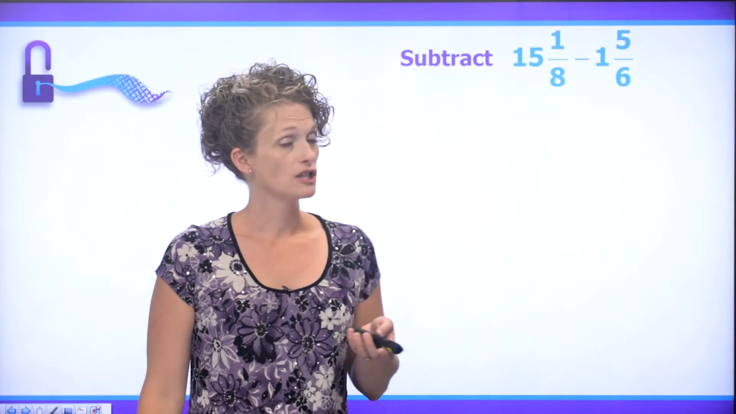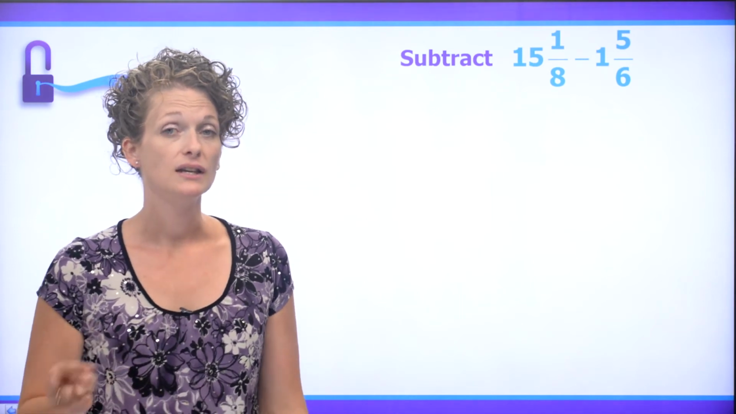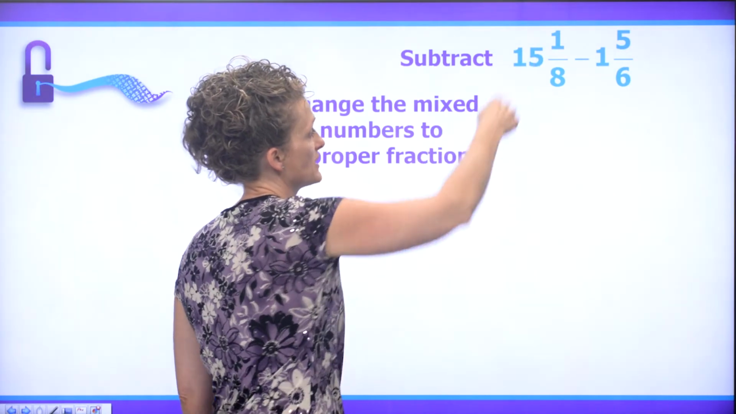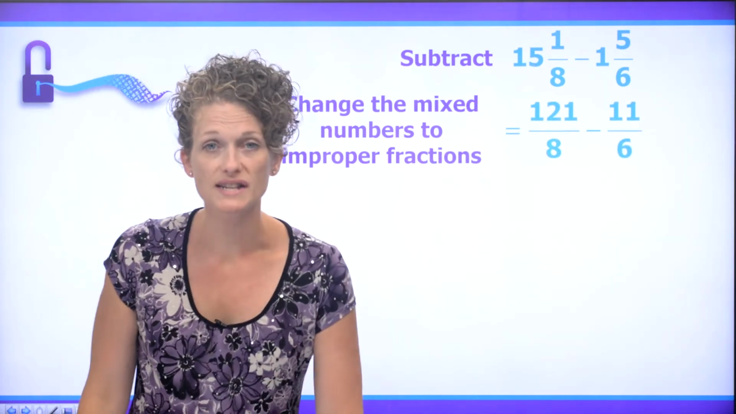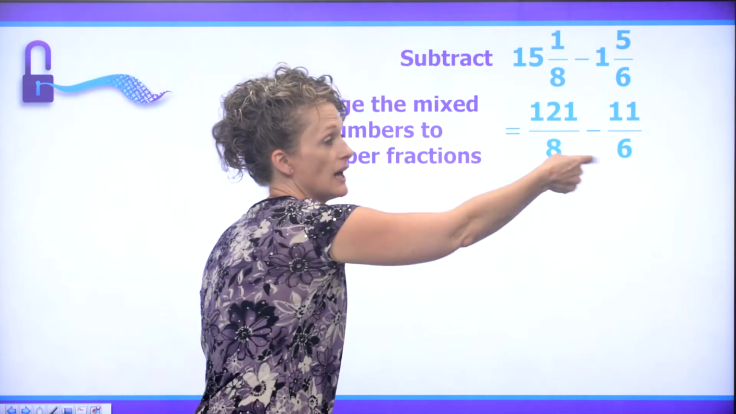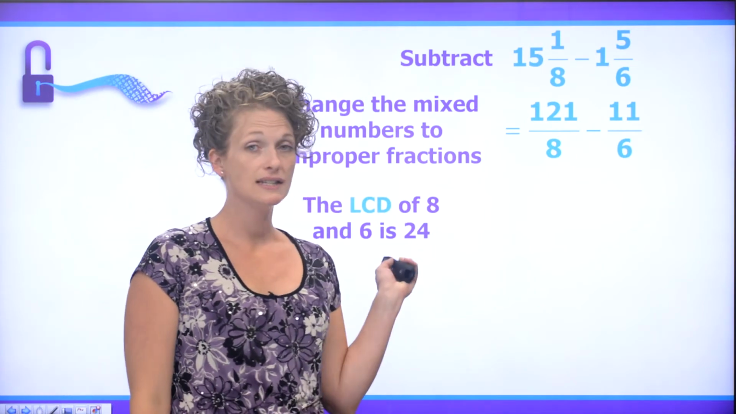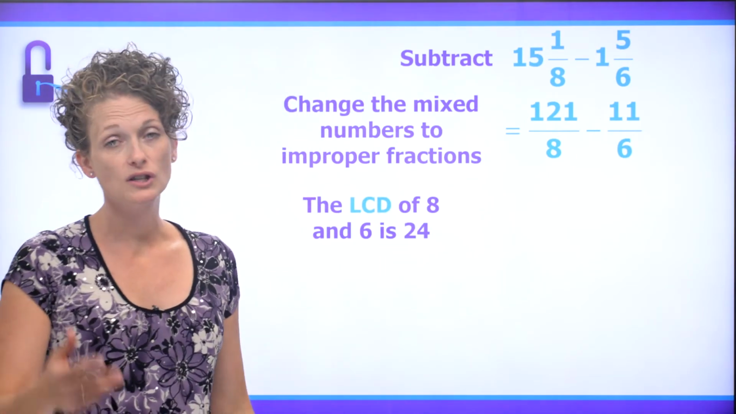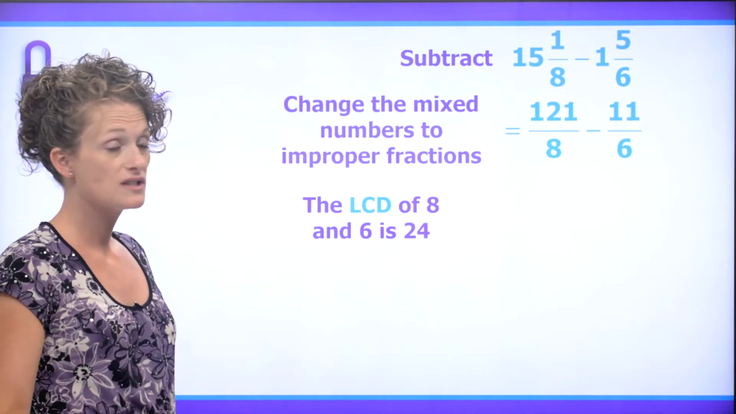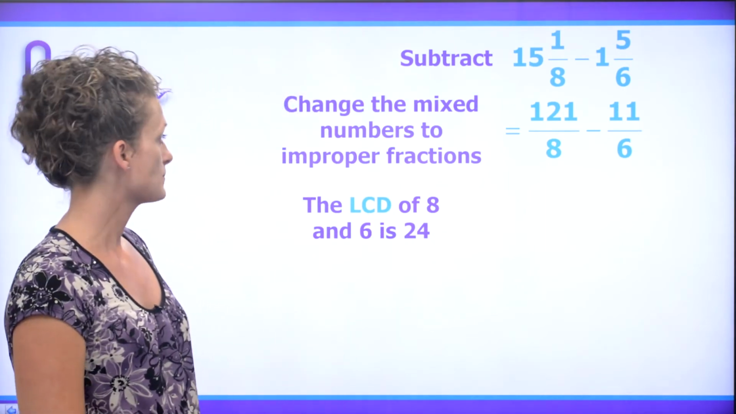Here we have a subtraction, and we have 2 mixed numbers. So we want to change those mixed numbers into improper fractions. So to do that, we have 15 times 8 plus 1 gives us 121. 1 times 6 plus 5 gives us 11. So we have 2 unlike denominators, so we're going to have to make them like. The LCD of 8 and 6 is 24. You can use a factor tree or just prime factorization. You will find that 24 is our LCD.